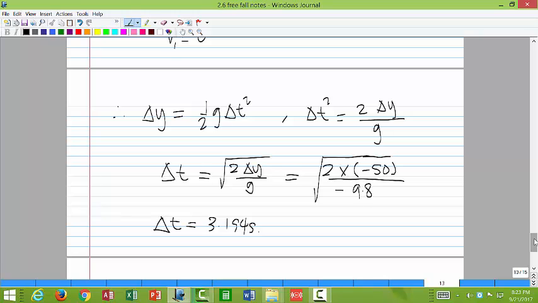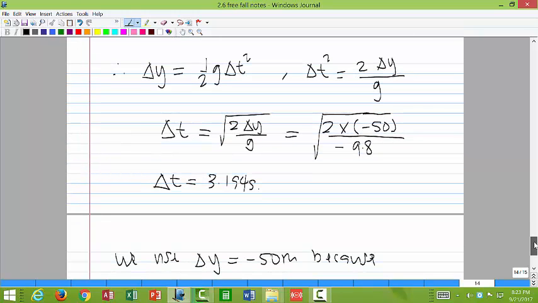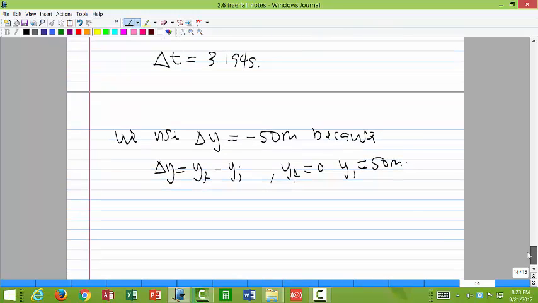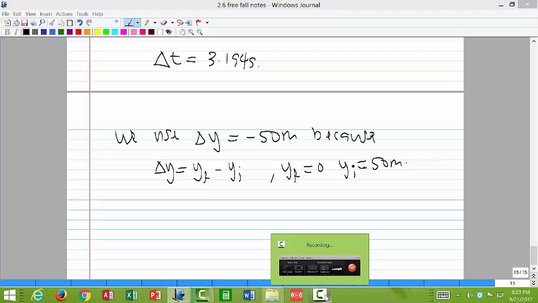We want to be sure that you understand that we cannot have a negative square root, so that's why I'm putting the negative in to show you how they cancel out. Let's look at the next frame. We use delta y equals negative 50 meters because delta y is y final minus y initial. The initial position is 50, the final position is 0. That's how I ended up with that. So I put the delta over there. Okay, so that is the end of our lecture on free fall.